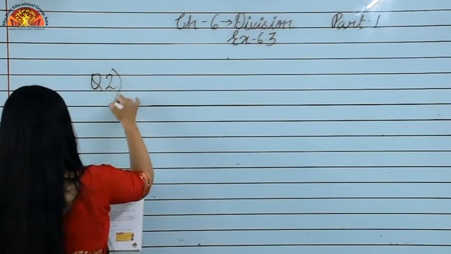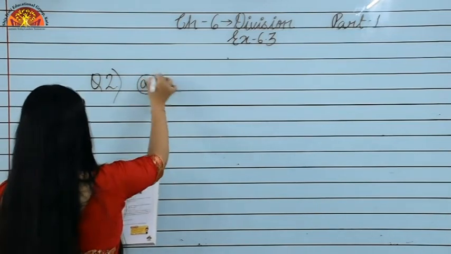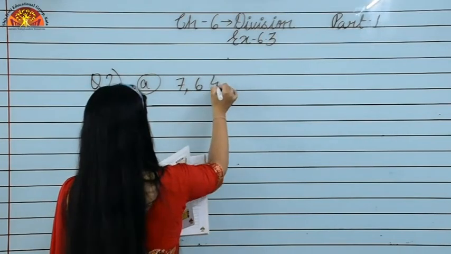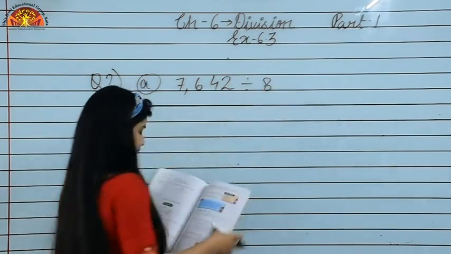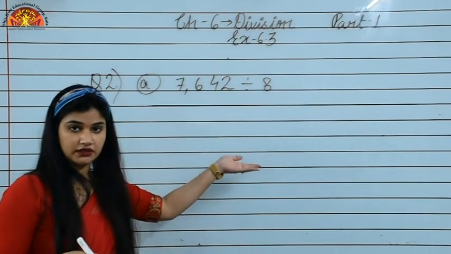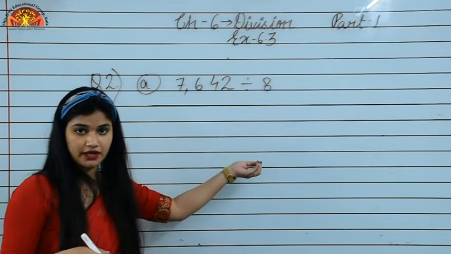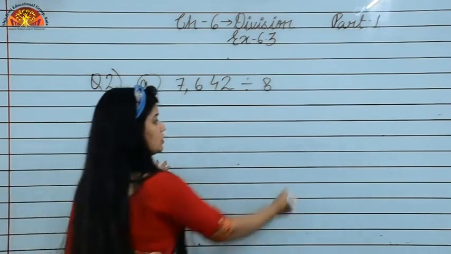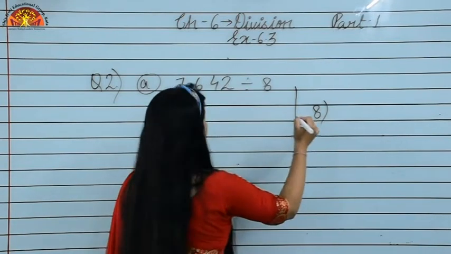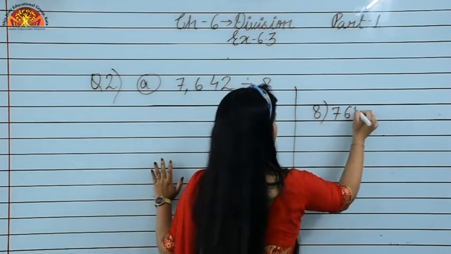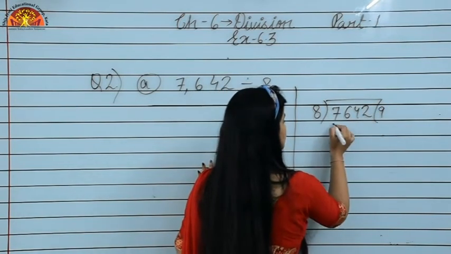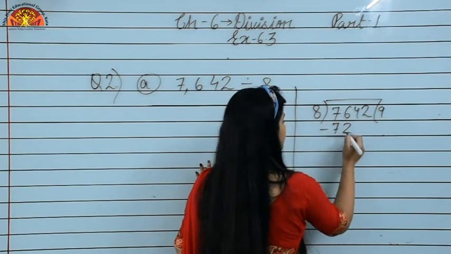Question number 2 and I am taking A part, that is 7642 divided by 8. So we have to solve this question. We have to use long division method also and short division method also. So here see the long division method, we have to divide 7642 by 8.